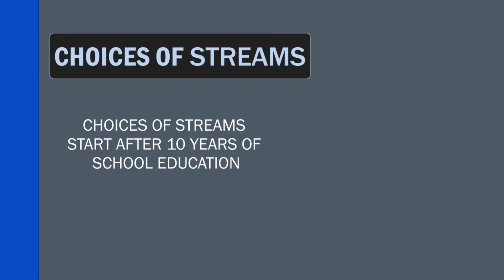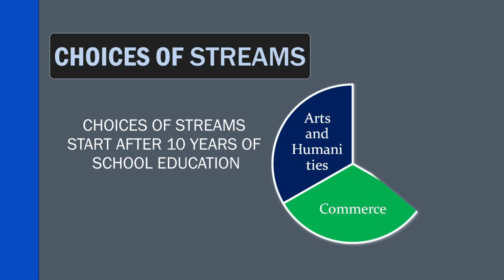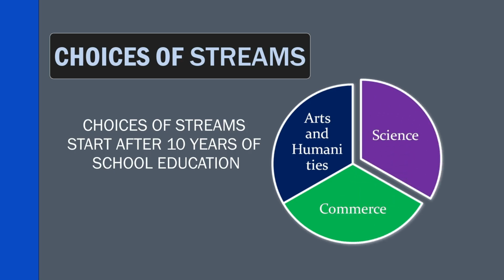And further, to talk about the choices of streams, okay, after 10 years of school education, as I have already said, you will find that the learners, the students, enter the higher secondary or senior secondary stage of education. So at this stage they get an opportunity to choose their stream, that is, in which discipline they want to continue their study. It is as per their need, their interest, their willpower, their abilities, you can say, as per their creativity and aptitude.